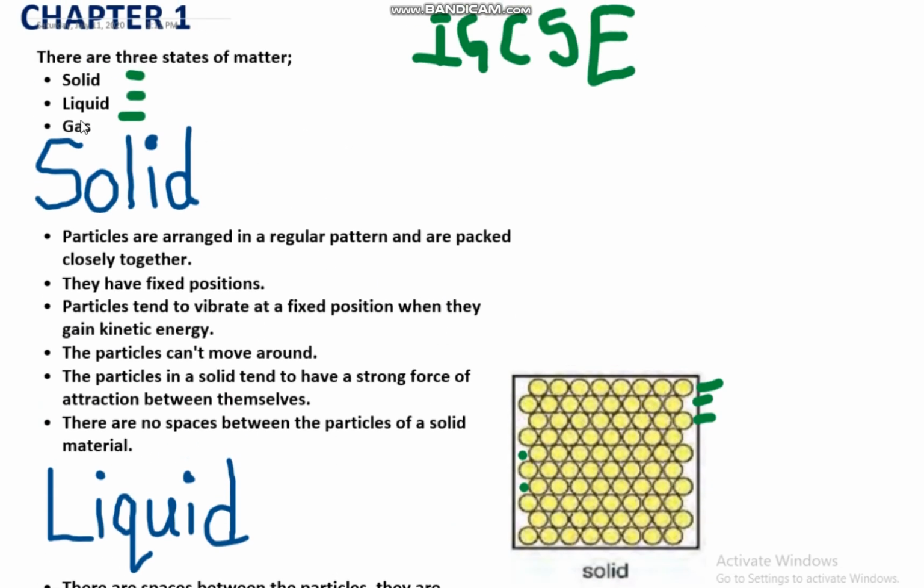So there are three states of matter: solid, liquid, and gas. Solids are tightly packed in a regular pattern, and they vibrate at a fixed position. They have the highest density, and they have strong force of attraction.